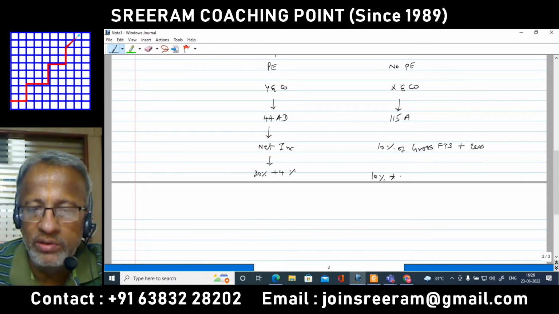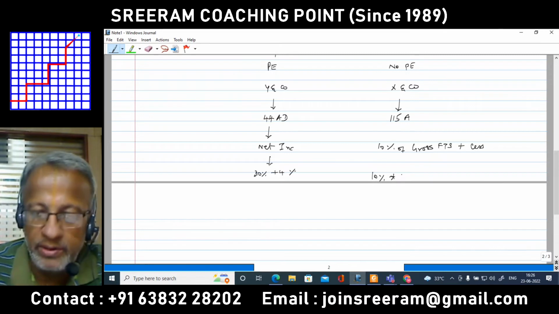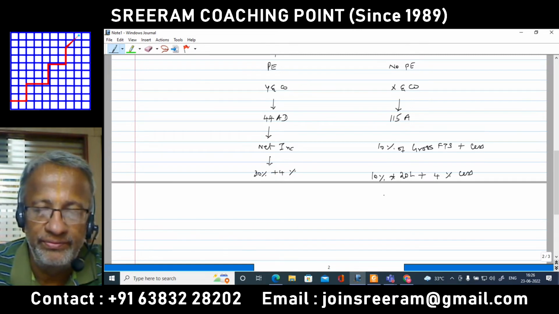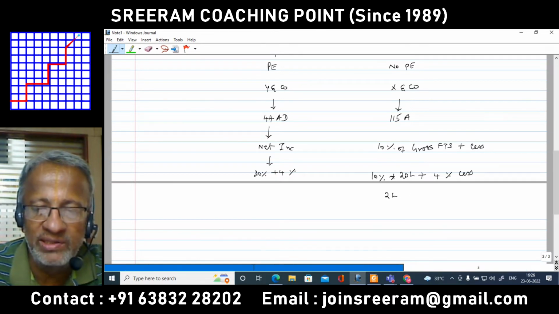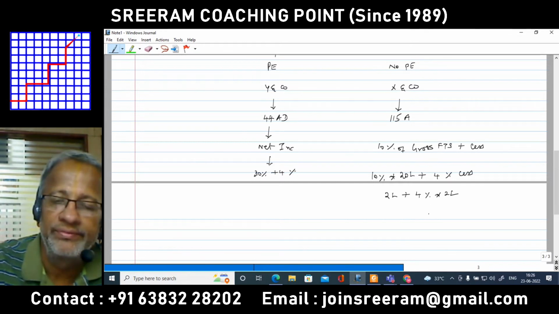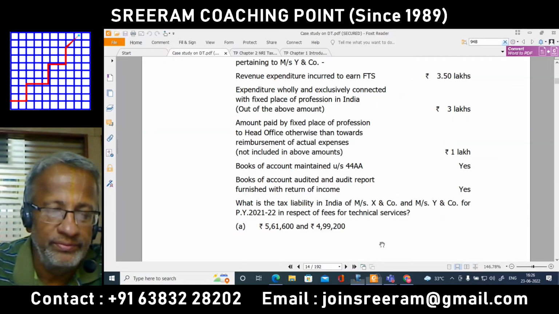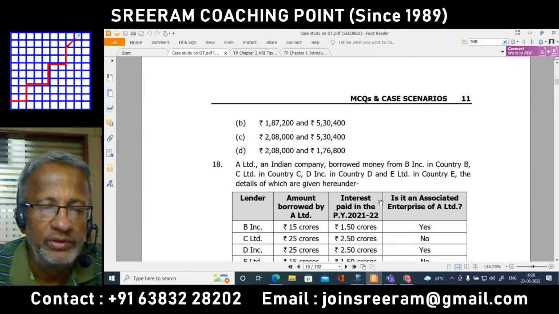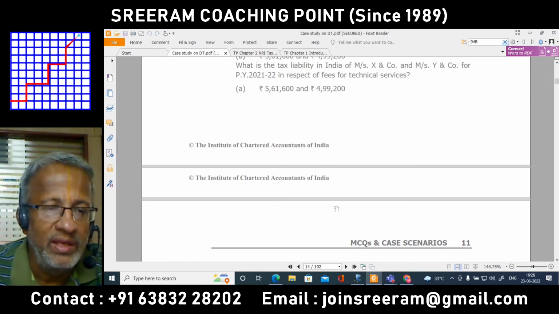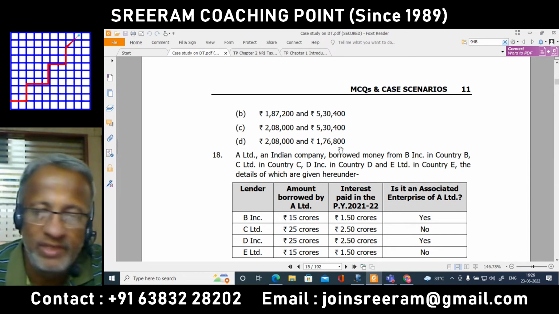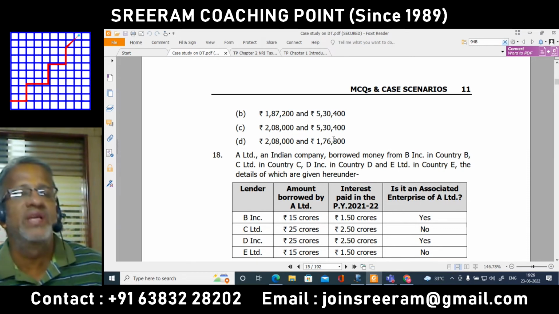10% on the gross FTS of 20 lakhs plus 4% cess. It comes to 2 lakhs plus 4% on 2 lakhs, which is 2 lakhs and 8,000. So we understand A and B will not come into this contest at all. 2 lakh and 8,000, we have it against C and D.